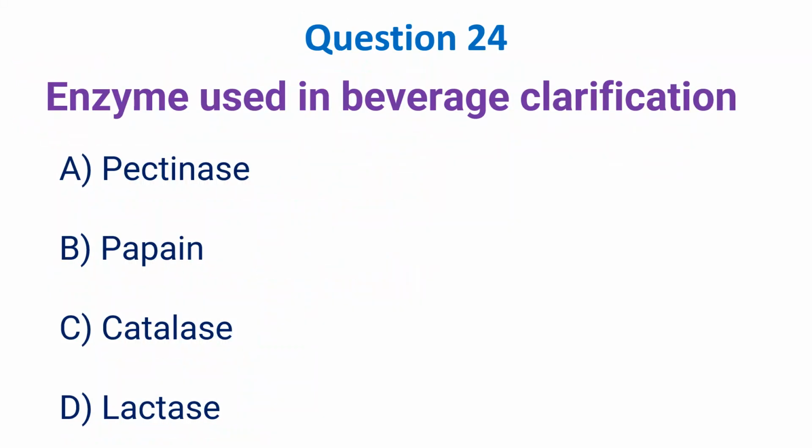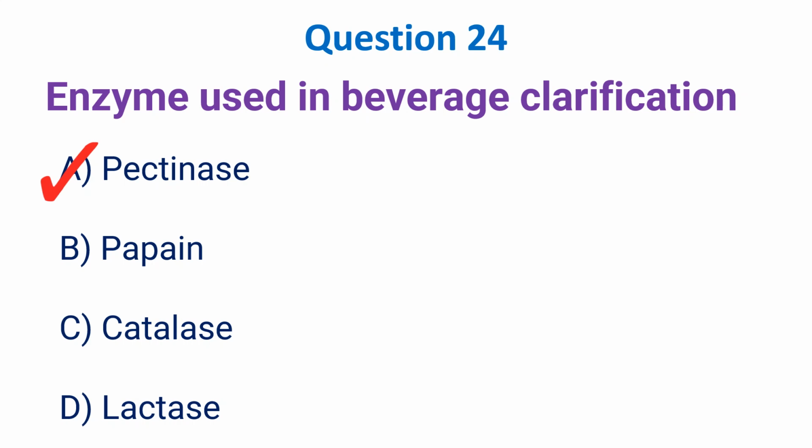Question number 24. Enzyme used in beverage clarification is. Options are option A, pectinase, option B, papain, option C, catalase, option D, lactase. And the correct answer is option A, pectinase. It is a widely used enzyme, especially in the beverage industry. It breaks down the pectin into the monomer sugar unit called galacturonic acid. It is used because it facilitates the liquefaction and clarification of the fruit juice extract.